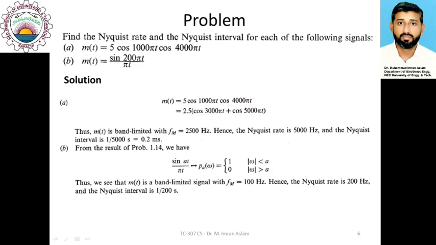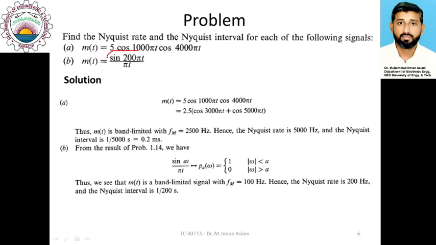So m(t) is actually band limited with a frequency of 2500 Hertz. As you can see, omega is 2 pi F, so from there we can easily calculate the frequency. Hence the Nyquist rate is actually double of this value, which is 5000 Hertz, and the Nyquist interval is actually the reciprocal of this Nyquist rate, which is 1 over 5000 second, which turns out to be 0.2 milliseconds.